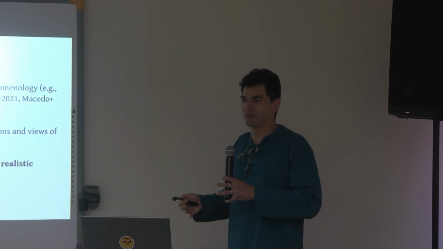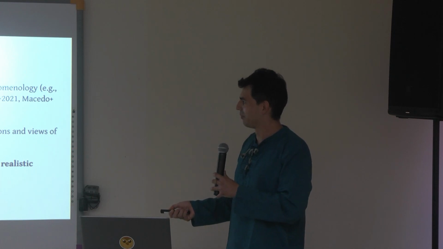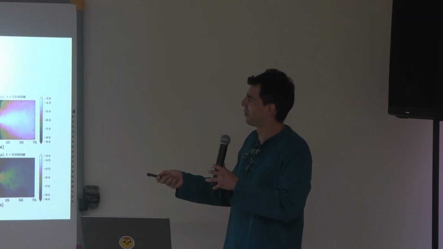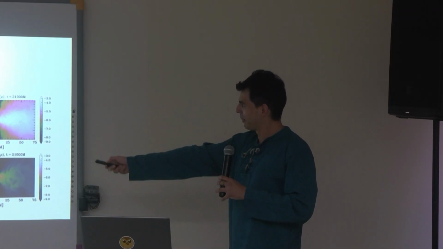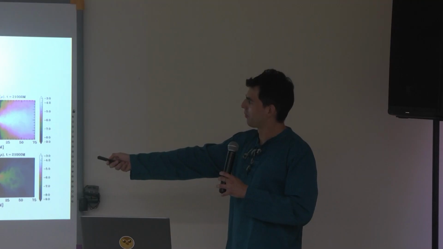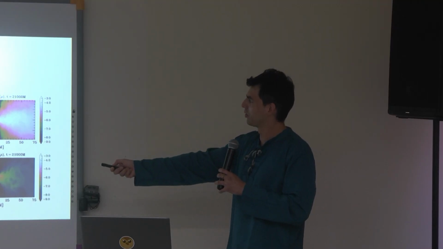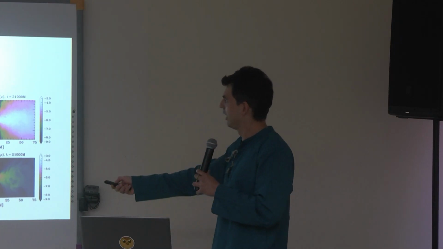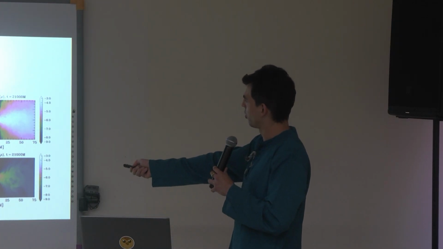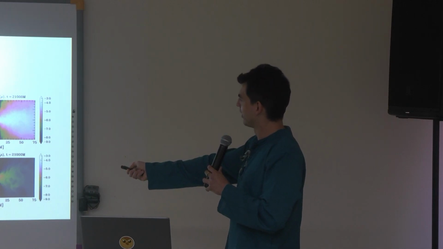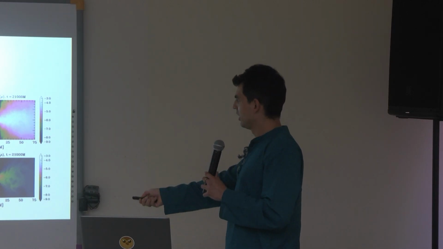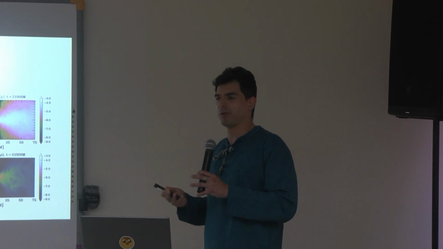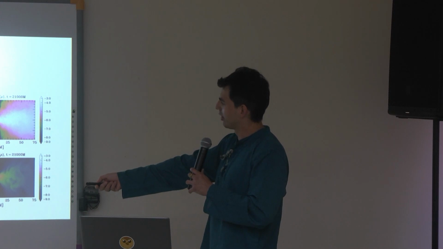One needs to perform simulations, of course, in order to find out the answer to this. And unfortunately, the answer is probably not. So in 2024, Luciano Combi performed some GRMHD simulations of accretion onto a Simpson-Visser wormhole. The outcome of these simulations is that matter seems to accumulate in the throat, forming a hot and dense spherical structure.